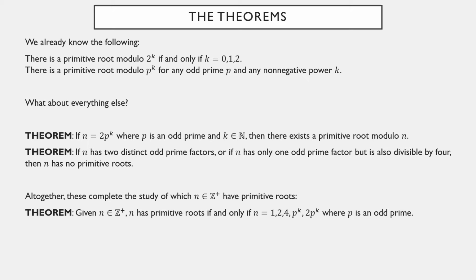Altogether, the only positive integers with primitive roots are 1, 2, and 4, an odd prime to a power, or 2 times an odd prime to a power. Everything else will fail to have a primitive root.